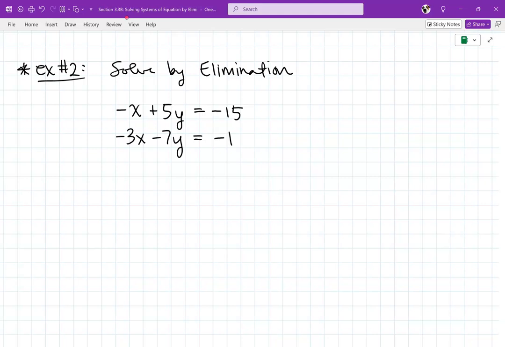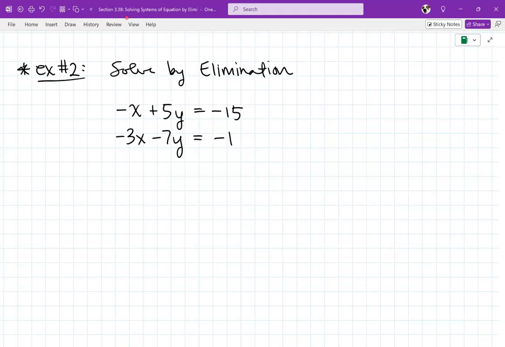So same thing, solve by elimination. Okay? And notice, if I just add negative x plus negative 3x, that's a negative 4x. And 5 plus a negative 7 is a negative 2y. So nothing will eliminate. If I subtract negative x minus negative 3x, that's 2x. And 5y minus a negative 7y, that's 12y. So nothing eliminates. I tried adding. I did it in my head. I tried subtracting. It's not going to work.